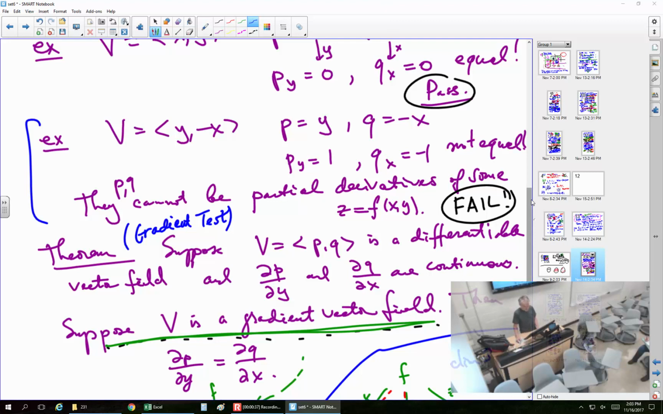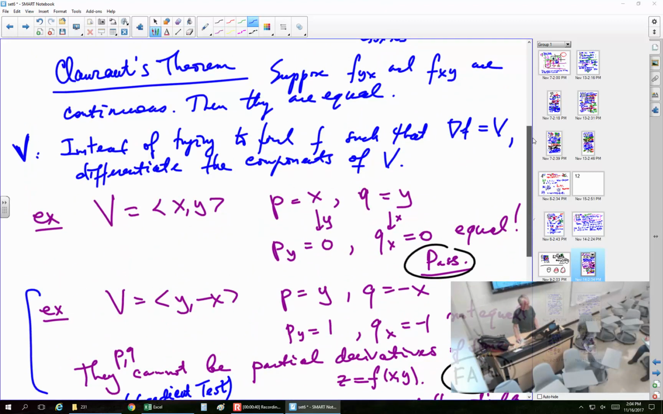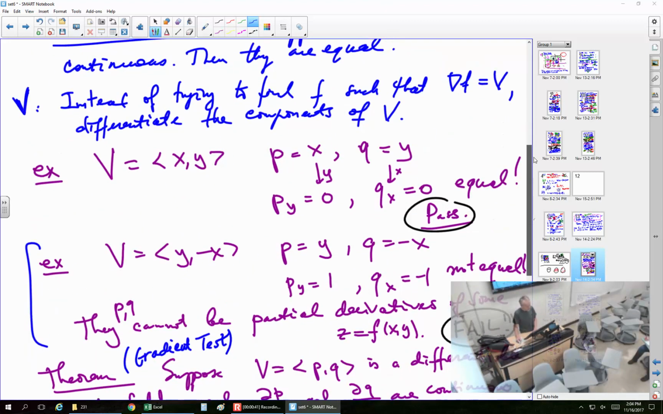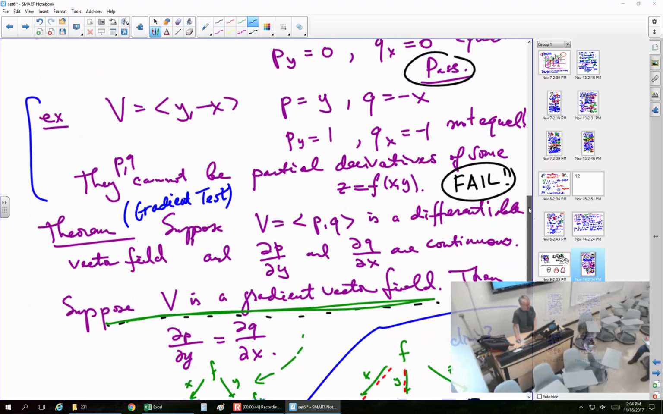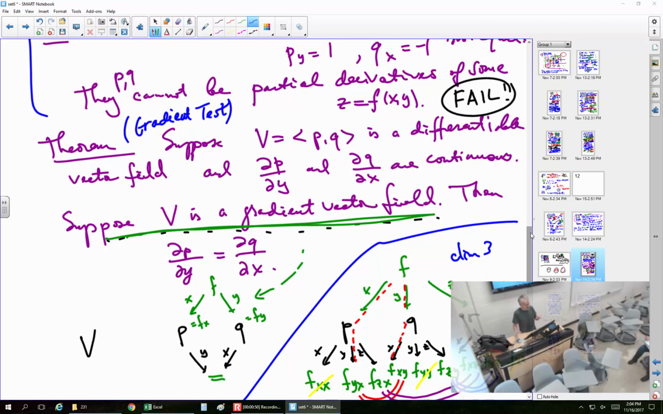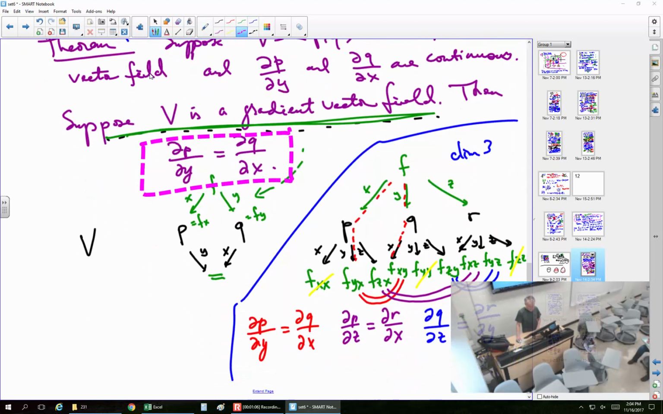So mixed second derivatives are equal when the function is well behaved, and then if our vector field is the gradient of some well behaved function, then its components have to satisfy a certain identity. This is the identity over here. So that's what is supposed to be tested in order to verify whether or not it might be a gradient vector field.